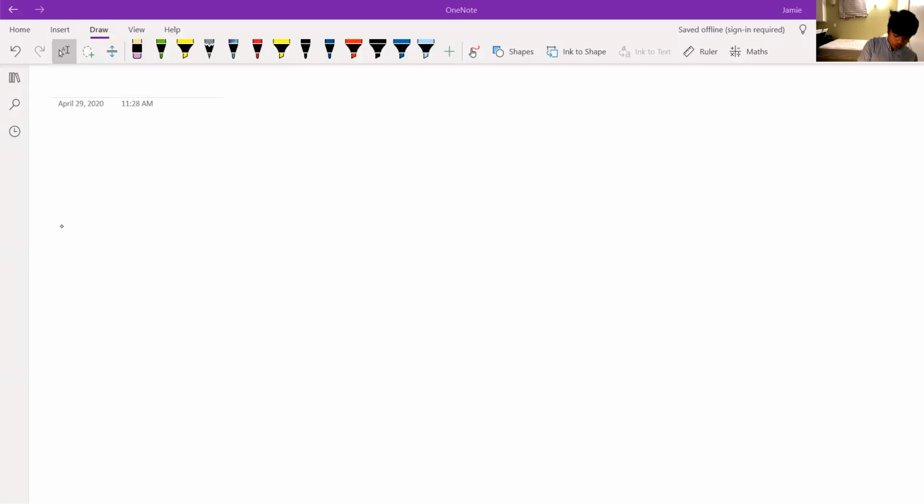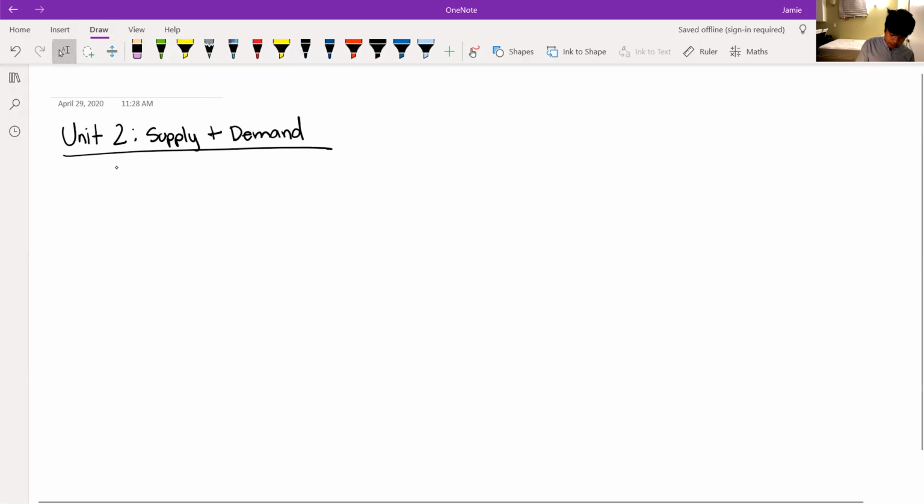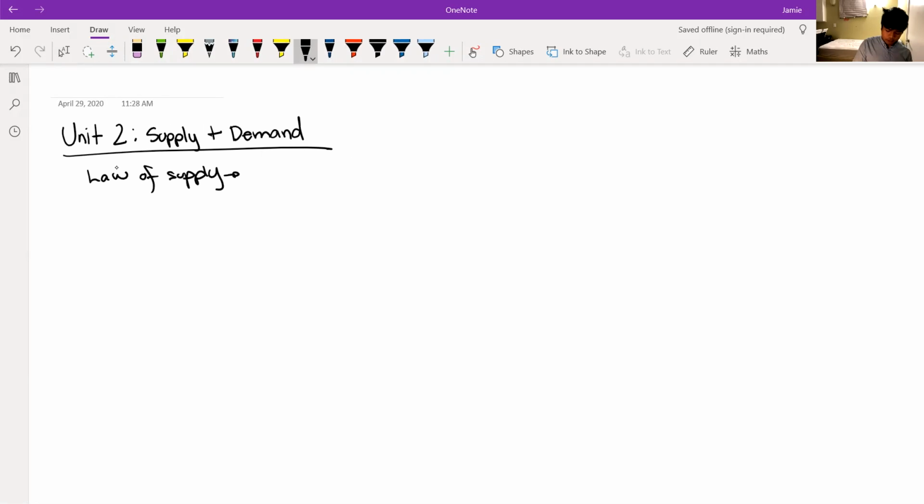What is supply and what is demand? First of all, why don't we define the two important laws that govern supply and demand? That is the law of supply and the law of demand. The law of supply says as price rises, there's a positive relation between prices and quantity supplied in the market.